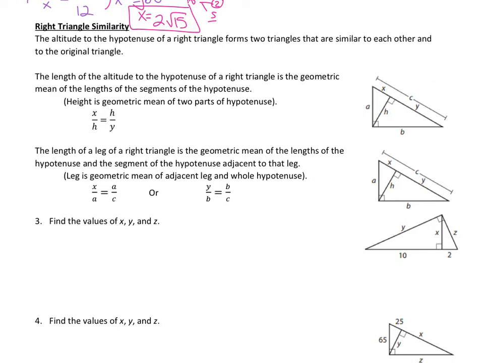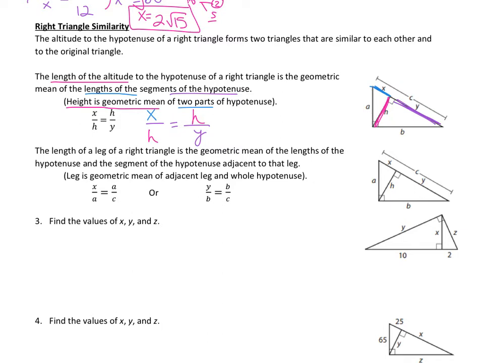One of the things that we can do is that the altitude of our triangle is the geometric mean of the lengths of the pieces of the hypotenuse. So that would be my x, and that would be my y. If you look at our situation right here, my y and my x are the two different pieces, and my h is the geometric mean of those two. So that's going to be the setup of that proportion.